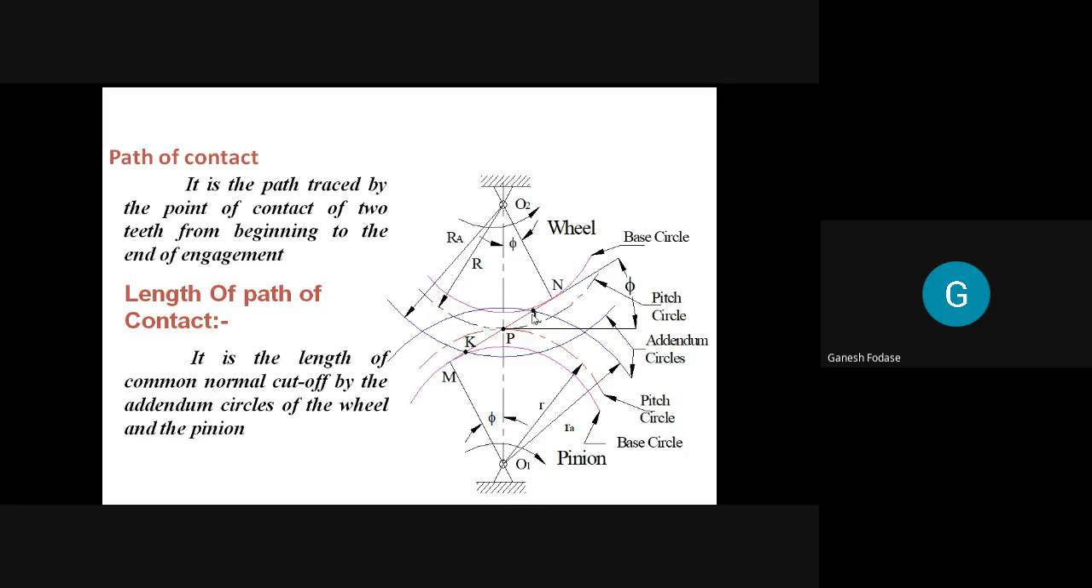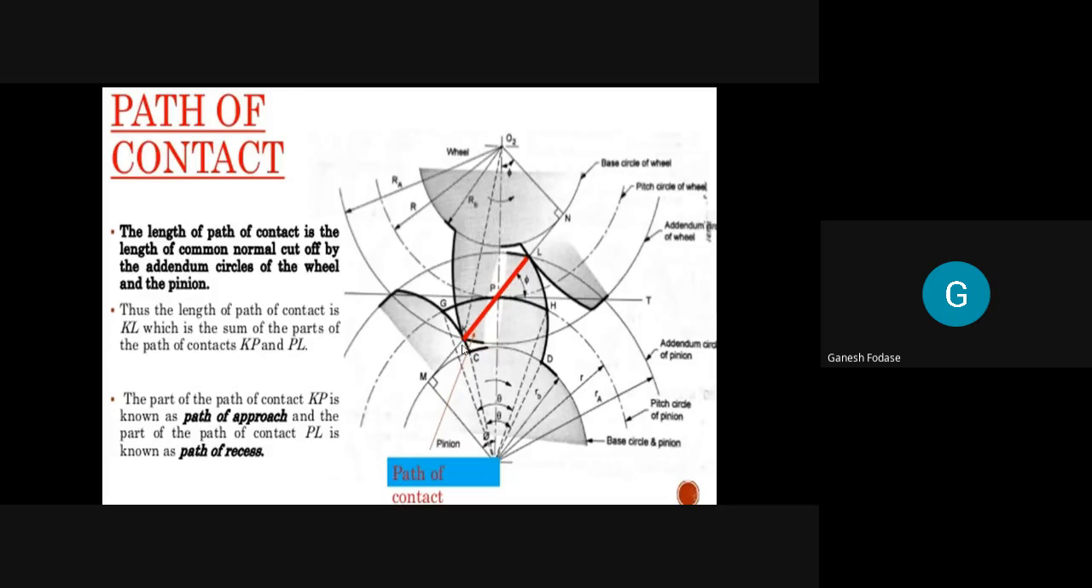In other words, we can say it is the path traced by point of contact of two teeth from beginning to end of engagement. Assuming that the point of contact begins at point K and during meshing, it will end at point L. So it is the path traced by point of contact from the beginning to end of engagement, nothing but the path of contact. We can see the point of contact is K here. The notation may be K or Q, and it will proceed from K, P to L. So point of contact begins at point K. We also see that animation where it begins at point K and ends at point L.